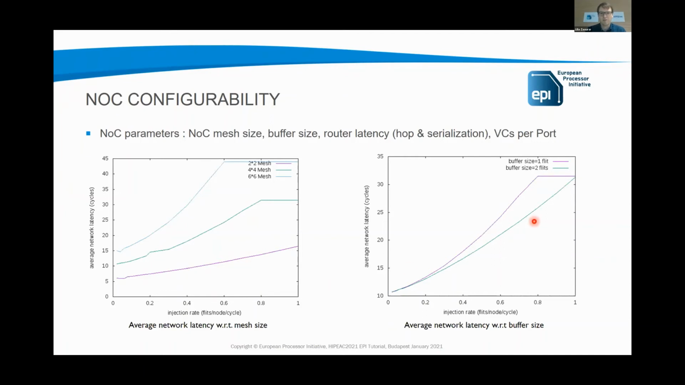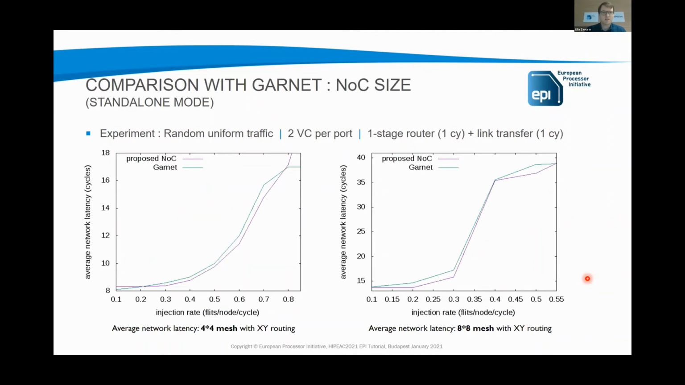Here again, by changing the buffer size, you can see that increasing the buffer size does limit the average network latency and can bring performance improvement. So this kind of results can be really helpful in designing large-scale multiprocessor systems, but we need to be confident in the accuracy of the model. This is why we characterize the models against Garnet again.